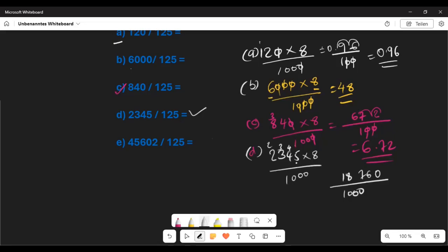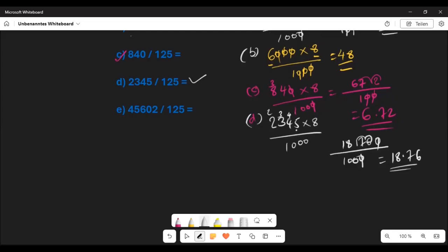In this case, what we have here is 18,760. And what we want to do is just divide by 1,000. So we know these zeros will go with this, and then we have the 3 decimal places so that we have our answer as 18.76. That makes everything easier if you know the method.